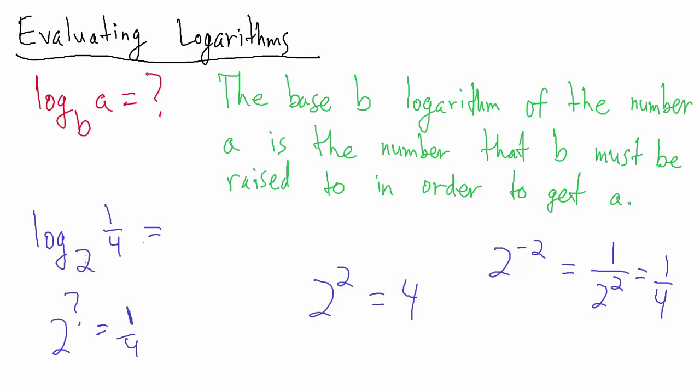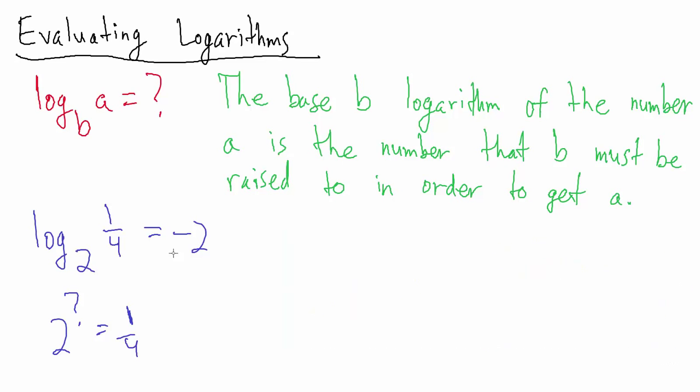So that means that this logarithm is actually negative 2. Because again, the base 2 logarithm of the number 1/4 is the number that 2 must be raised to in order to get 1/4. And we just found out that 2 has to be raised to negative 2 to get 1/4. Therefore, the answer is negative 2. Because remember, the logarithm is just the number that the base has to be raised to in order to get this number here. So let's see one more example like that, and that'll be it for this video.